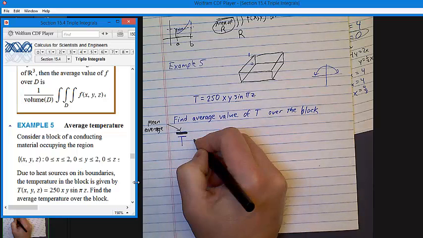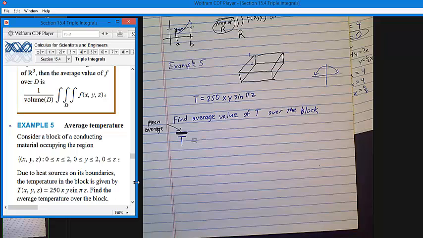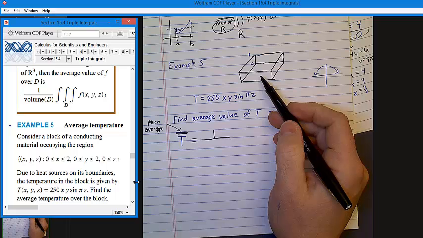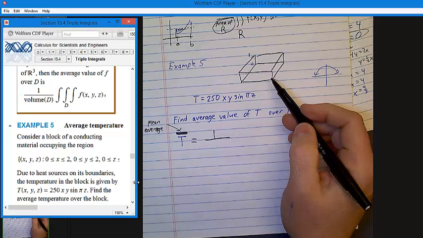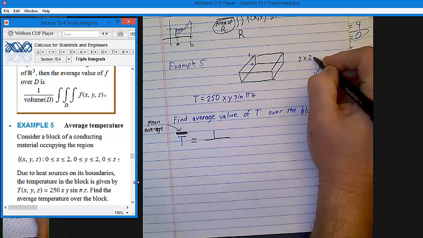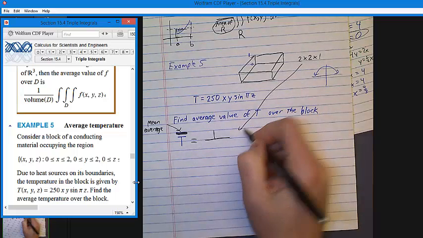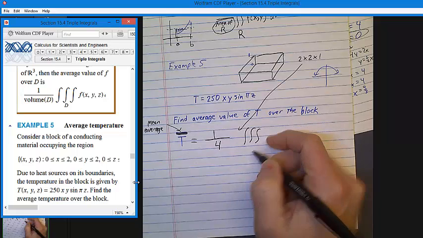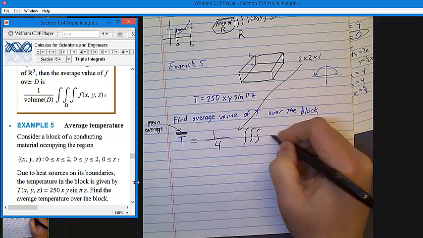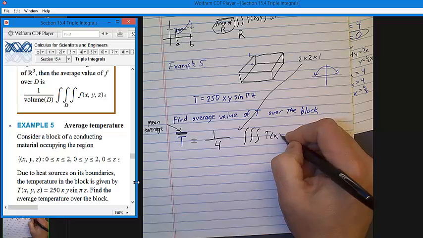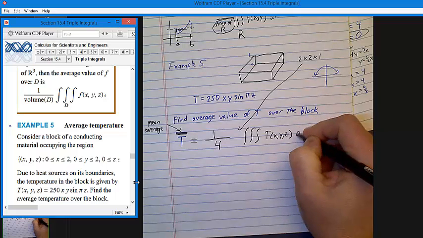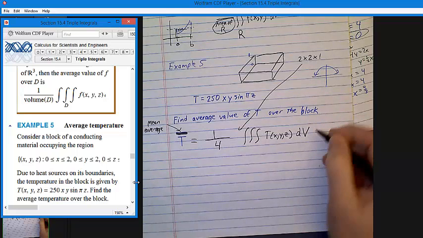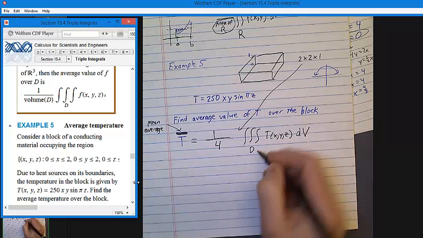So T bar is, well, it's going to be 1 over the volume of the block, which is easy, right? Because it's 2 by 2 by 1. So it's going to be 1 over 4 times the triple integral of T of x, y, z dV, and this is the triple integral over D.